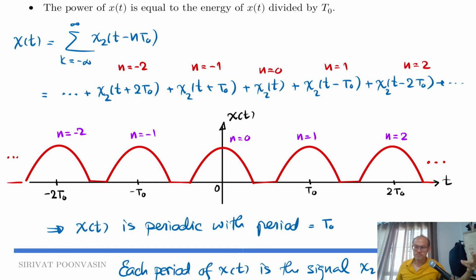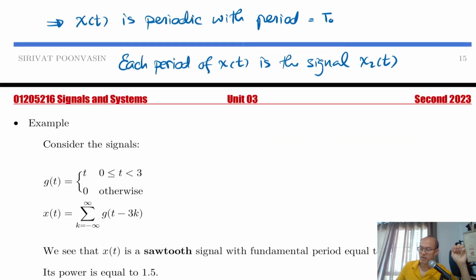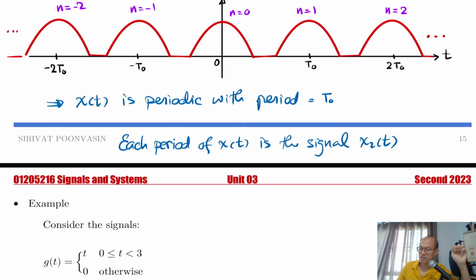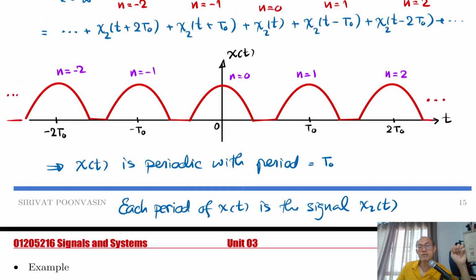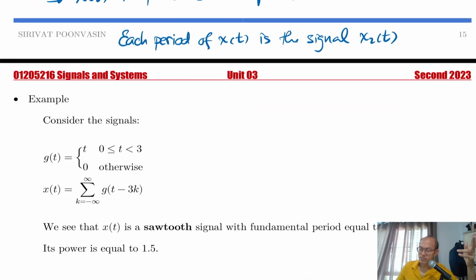With period of t0. Now, if you're not careful enough, if t0 is less than this interval, then the signal will overlap and you'll have a hard time. But if you pick t0 to be greater than the width of each waveform, then all of these will not overlap, and then it will become easier to draw. Okay, right. Now let's look at another example. Are you following? Can I go to the next one? Okay, thank you.